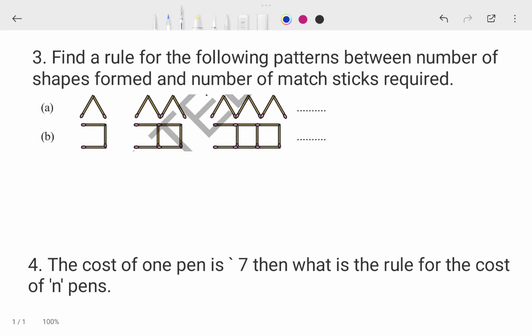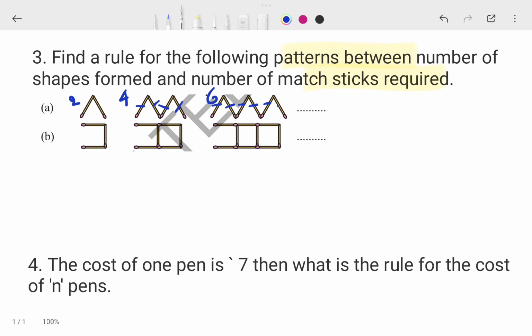Now the third question is telling us to find the rule of the following patterns between the number of shapes formed and the number of matchsticks required. So let's do this. Here how many matchsticks are there? There are 2 matchsticks. Now here how many? There are 4 matchsticks: 1 2 3 4. Now here how many matchsticks? 1 2 3 4 5 6. There are 6 matchsticks.